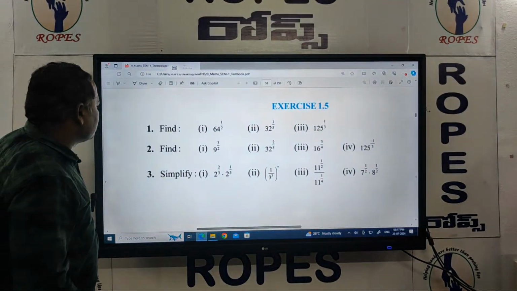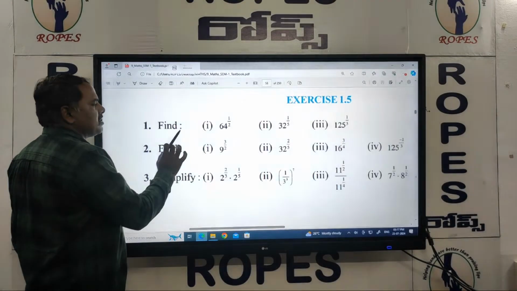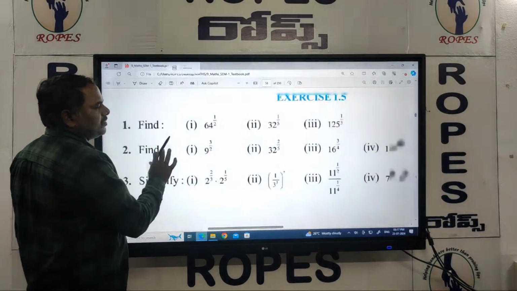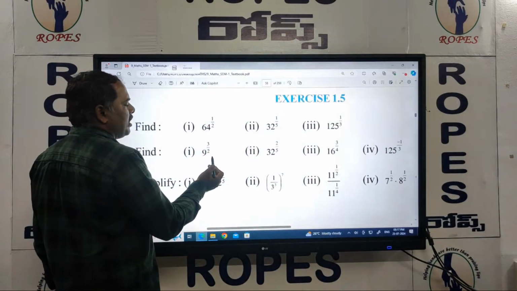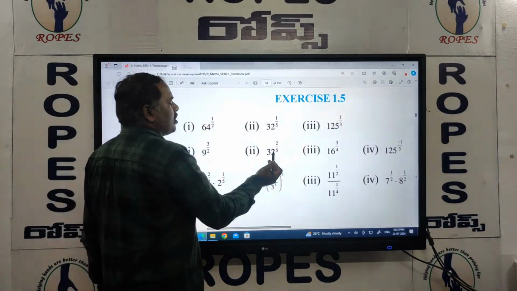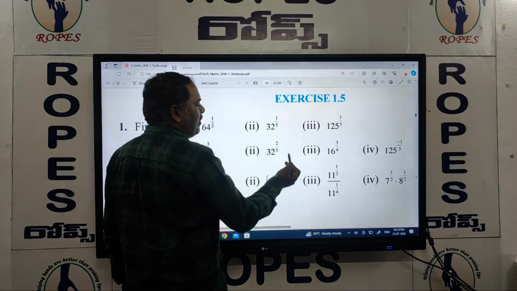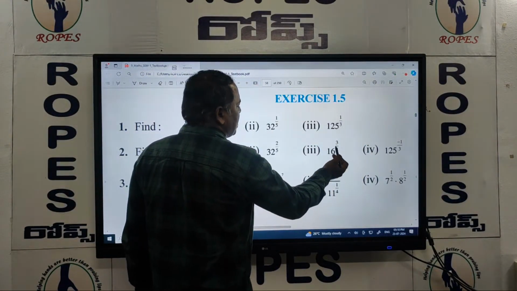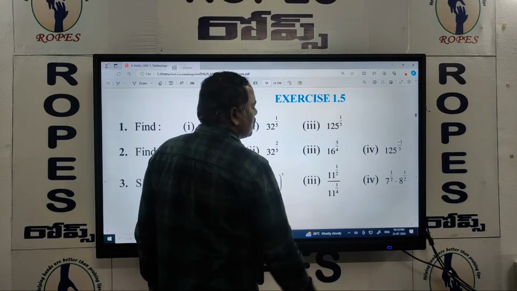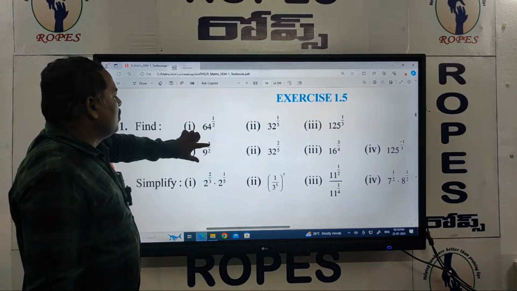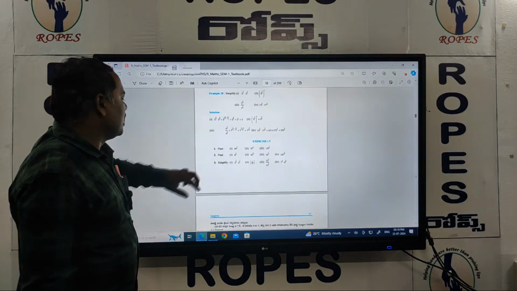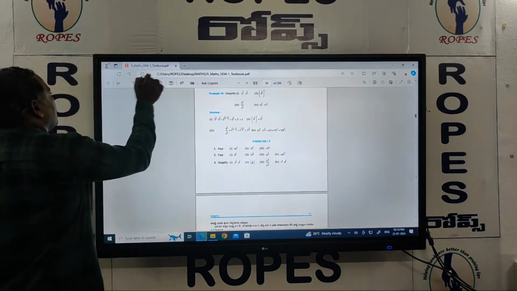What is given in the second question? If you observe, in the second question, the first is 9 power 3 by 2, second is 32 power 2 by 5, third is 16 power 3 by 4, and fourth is 125 power minus 1 by 3. Now we'll see how to find these.